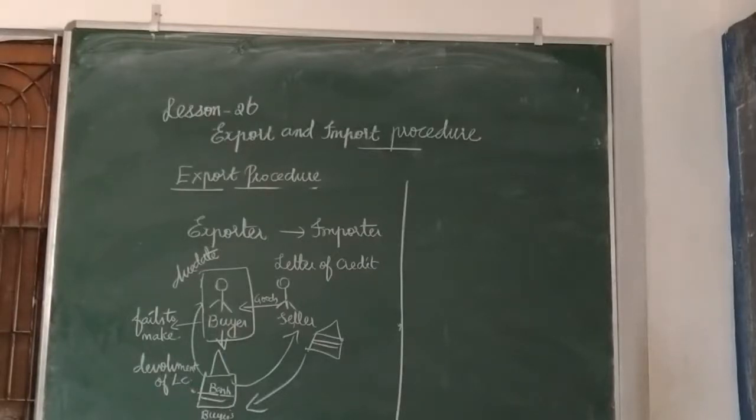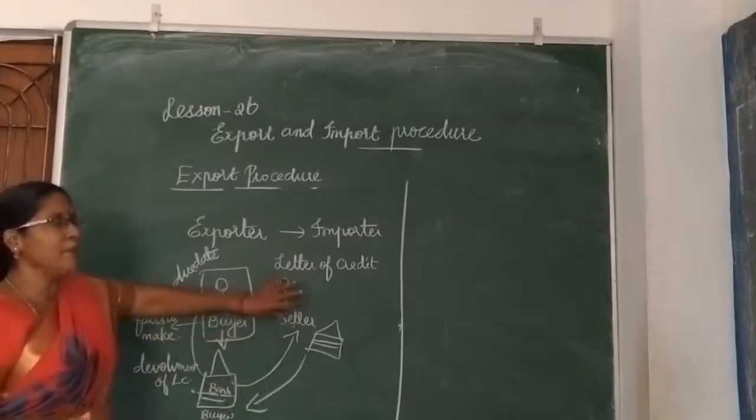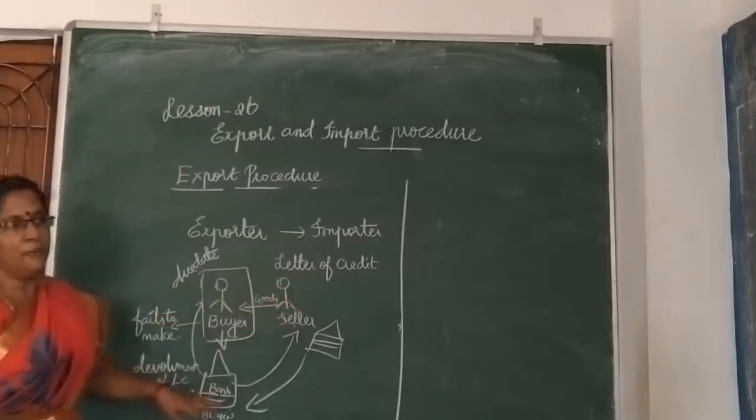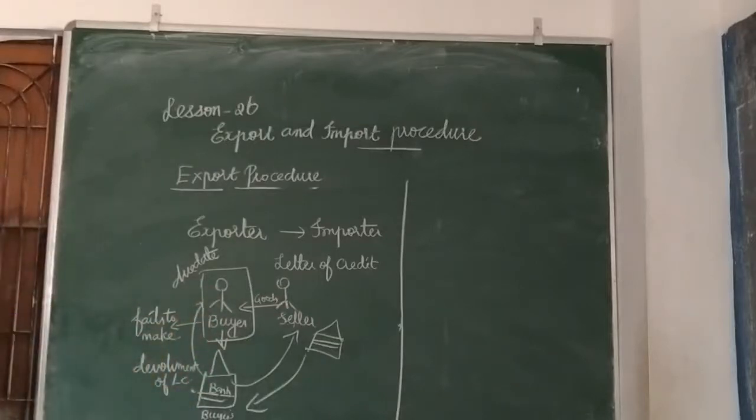So this mechanism is nothing but the LC mechanism. There is no way out; the buyer's bank must make the payment to the seller. This is called the LC mechanism.